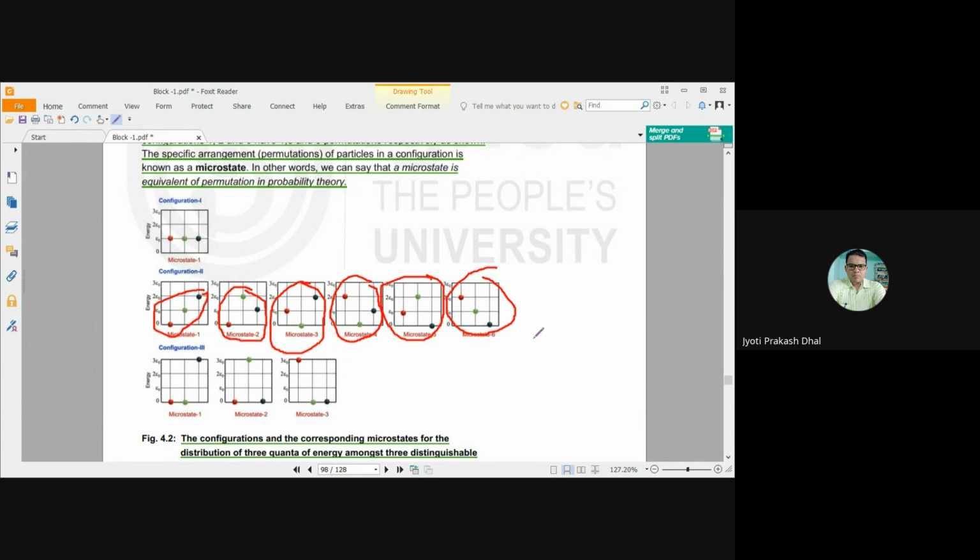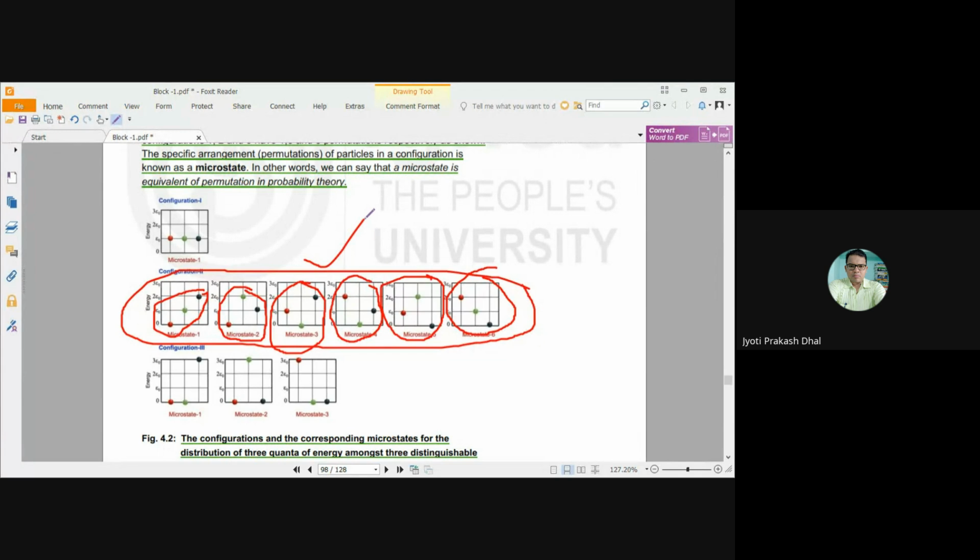So in all these three microstates, you will see that the total energy will become epsilon 0, and in all three states, whether red, green, or blue, one particle will be in the 0 energy level, another particle in the epsilon 0 energy level, and another particle in the 2 epsilon 0 energy level. So there will be 6 microstates for configuration number 2.